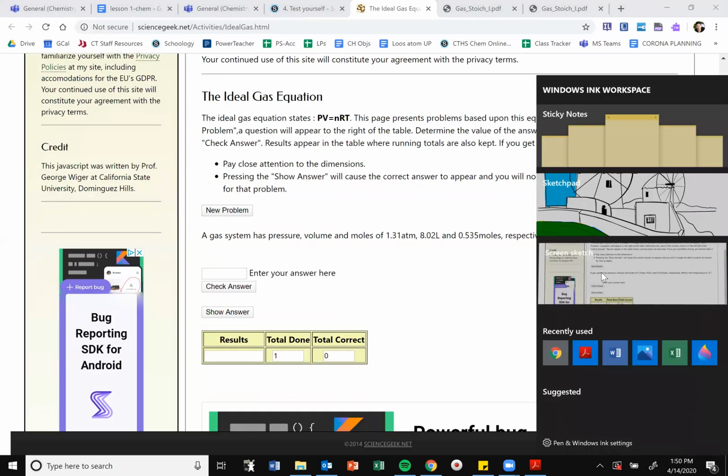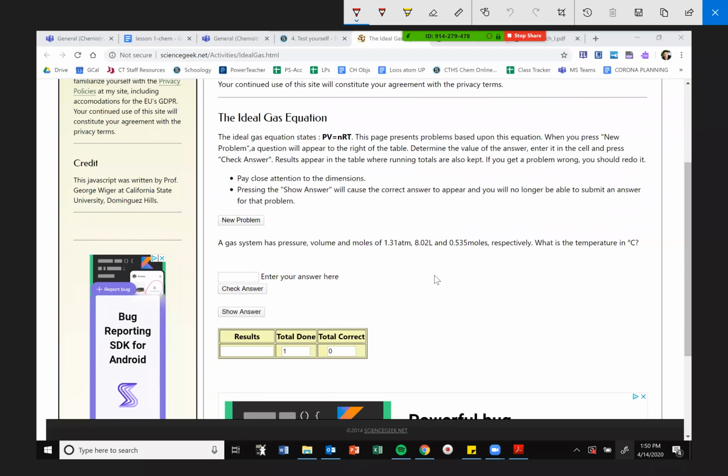And so let's try one together. It says a gas system has pressure, volume, and moles of 1.31 atm, 8.02 liters, and 0.535 moles. What is the temperature in degrees Celsius? Well, I see that I have all of these variables in PV equals nRT. And so I'm going to plug them in to this equation.